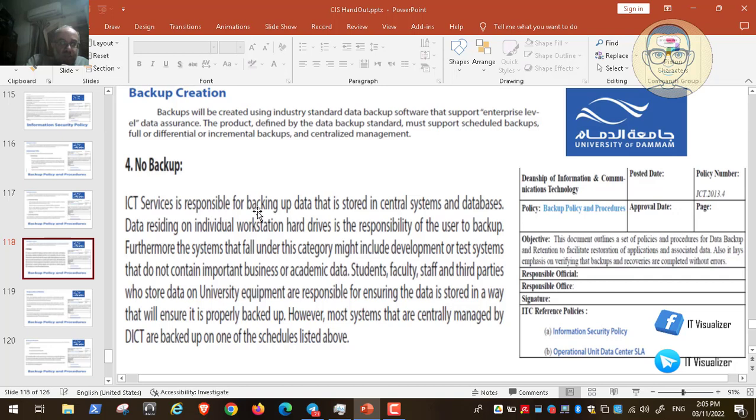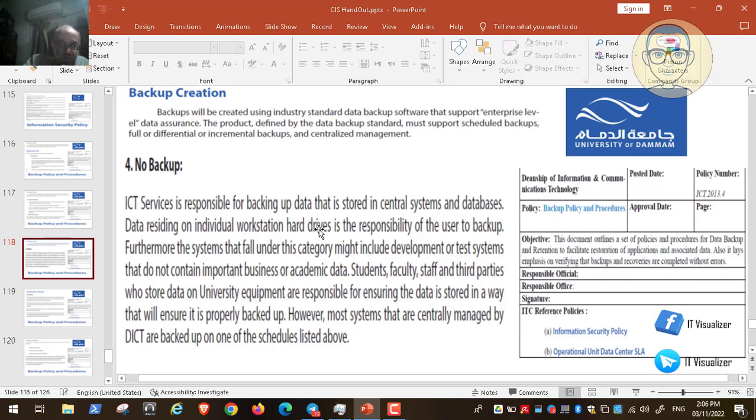ICT service, or the IT, is responsible for backing up data that is stored in central systems and databases. So he's stating here that for data stored on applications used by users or stored on the file server created or done by the IT, he is responsible for backing up this data. Okay, but as for data residing on individual workstation hard disks or locally on workstations, so if there is any data saved by the user on his workstation on his local drive, he is not responsible for backing up. The user is responsible for backing up this data.